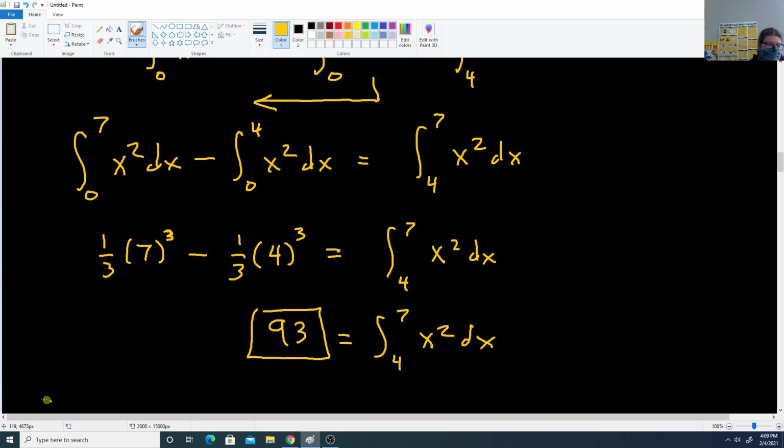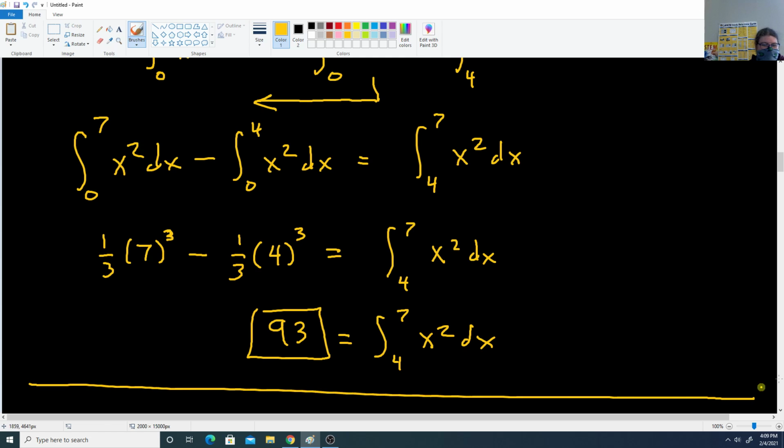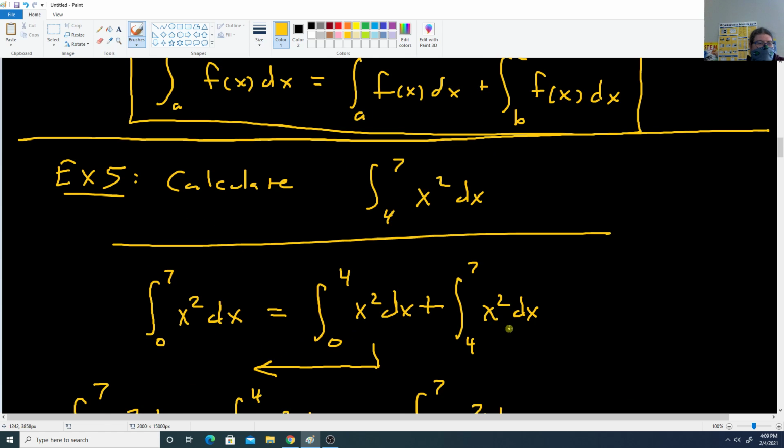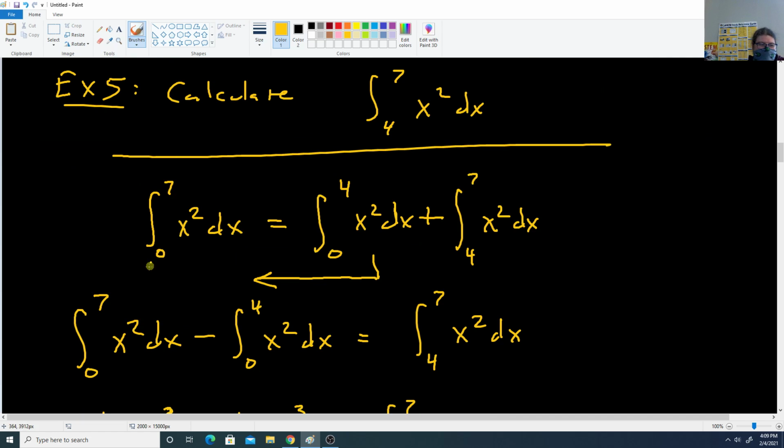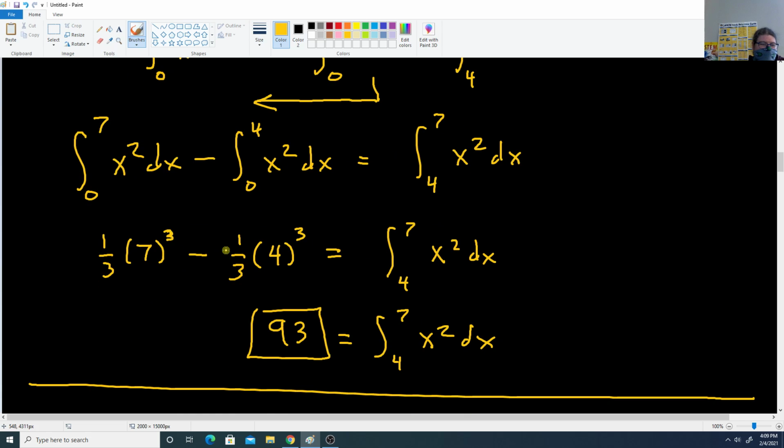Later on in section 5.3, we'll learn a quicker way where we can directly get at this integration without having to start the integral at 0 each time. We'll be able to start the integral at 4 up to 7. So we'll get an equation in 5.3 that'll let us handle this directly instead of having to get the integral from 0 up to 7. But for now, this works.